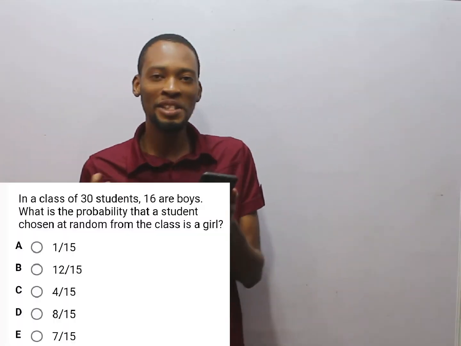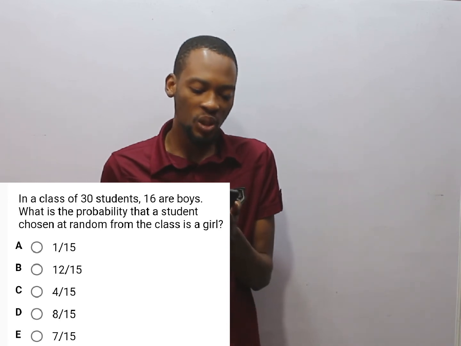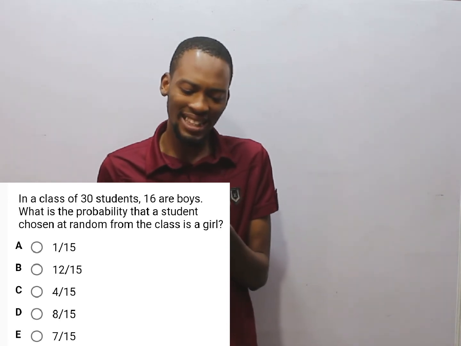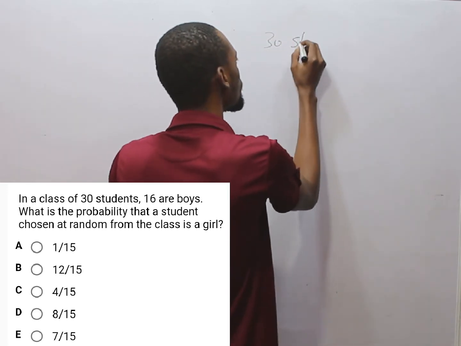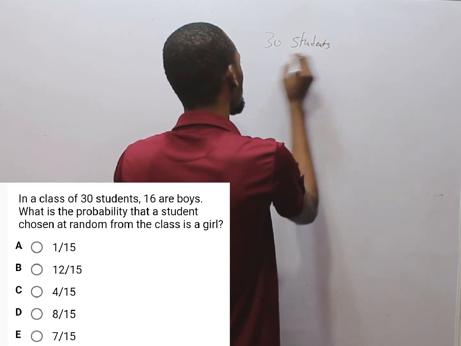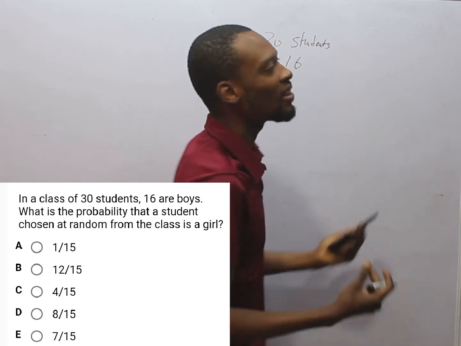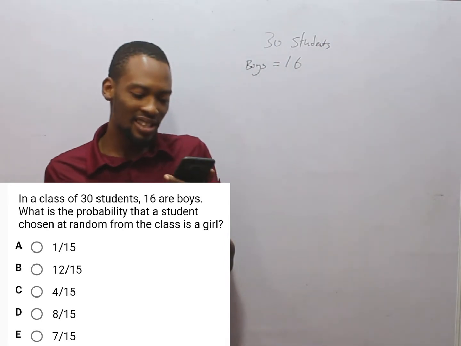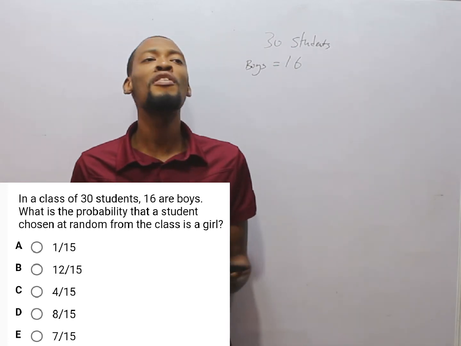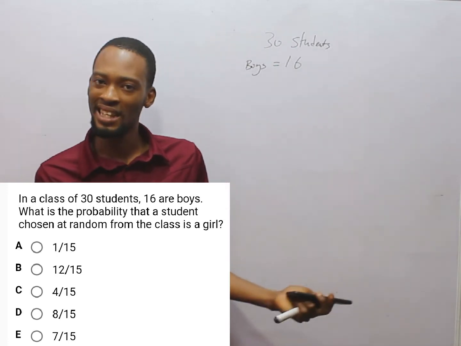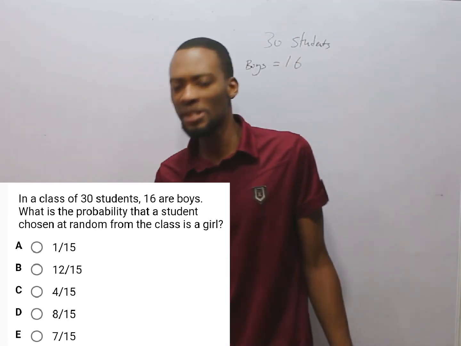In a class of 30 students, 16 are boys. What is the probability that a student chosen at random from the class is a girl? Out of 30 students, boys equals 16. Now, in the class, the total number of students is 30, and they say boys are 16. Apart from boys, what else can you have? It's girls. You have boys and girls in the class. You don't count animals or something as humans.